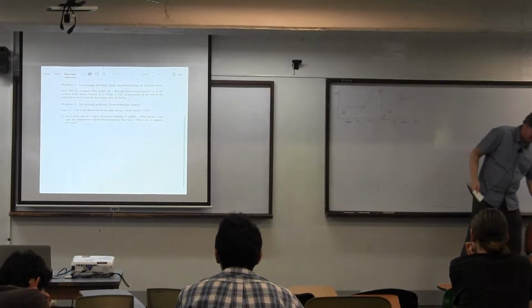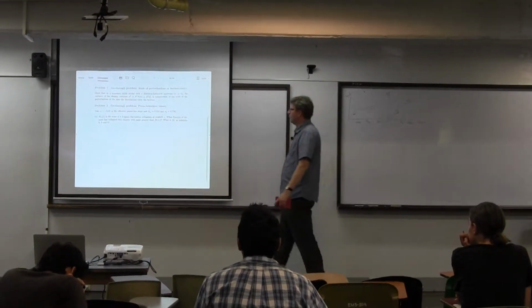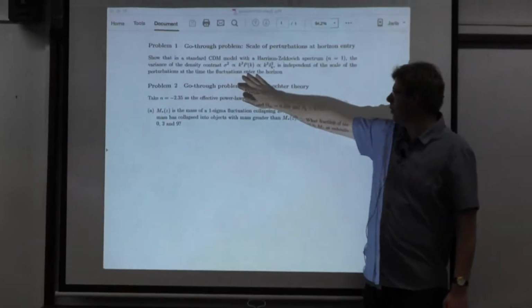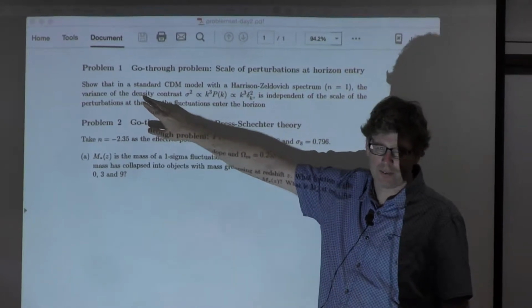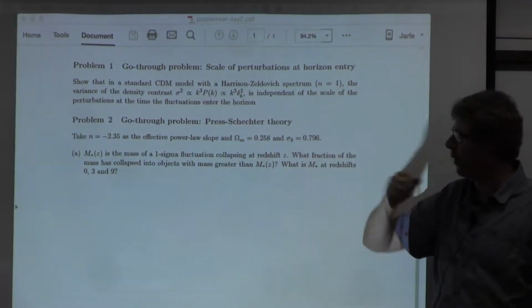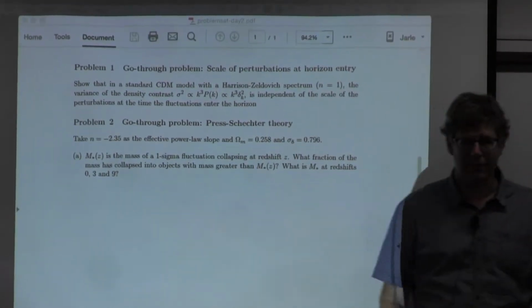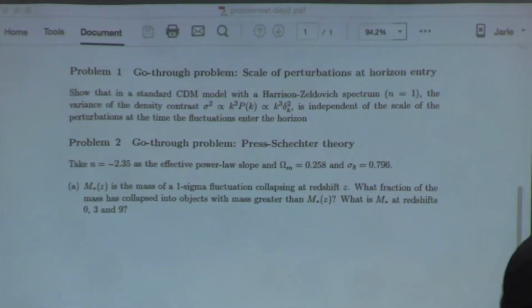Okay, the first thing is this. Here it talks about finding a density contrast at the time of entering the horizon, and it writes explicitly that you need this delta. And that's what we did yesterday.